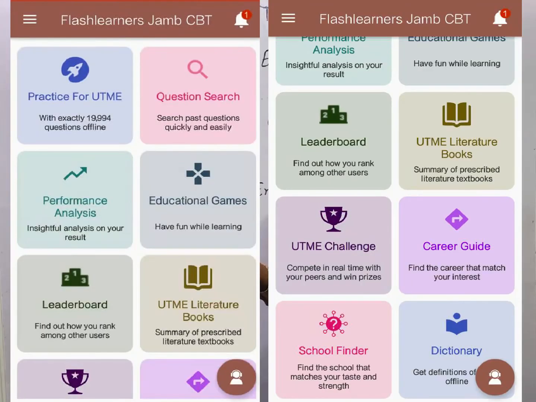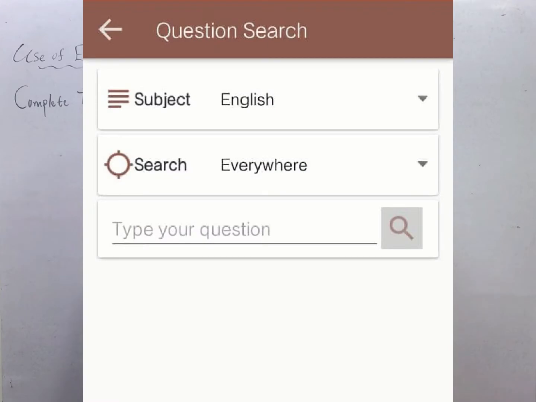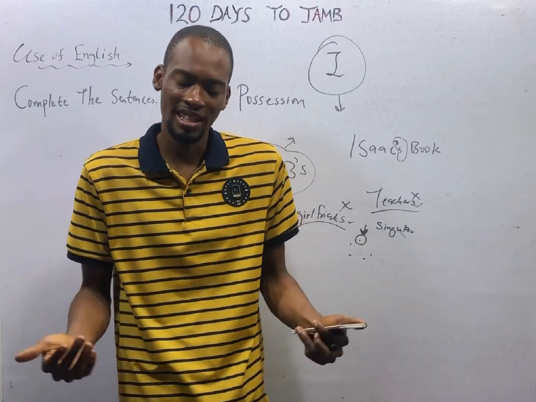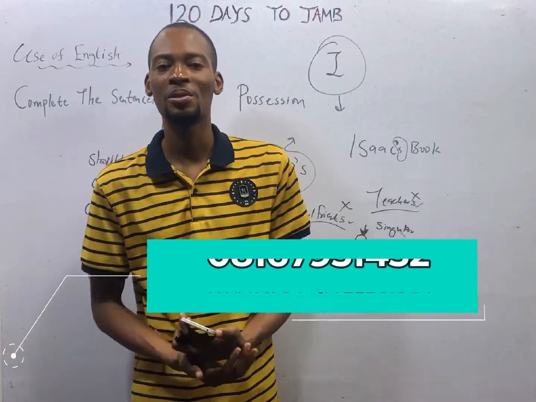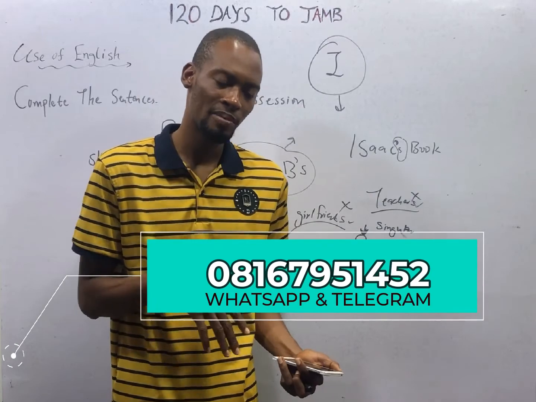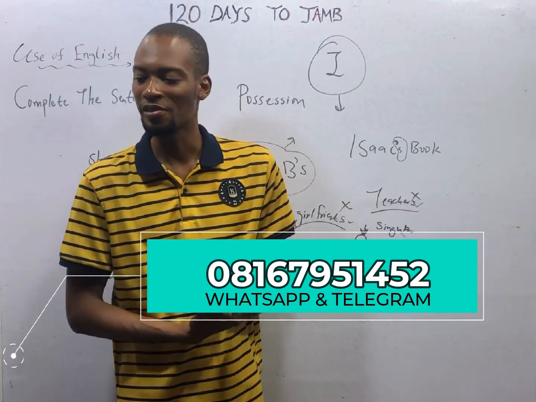For your assignment, open the Flashlearners Jamb app, click on question search, enter sentence completion. Answer the sentences or the questions that you can. The ones you cannot or the ones you don't understand, chat me up on my social handles or wait for me to cover them, because I'm going to cover a lot of questions there.